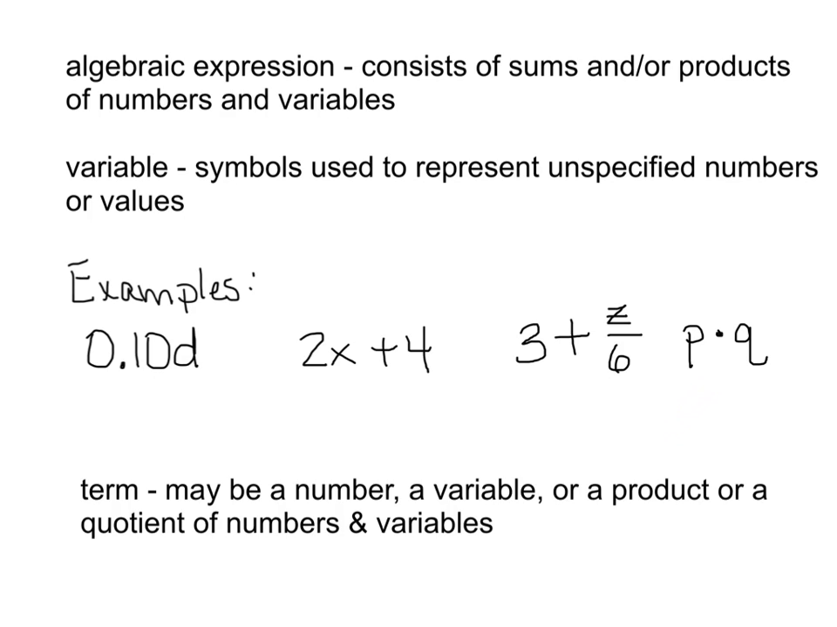Again, a term may be a number, a variable, or a product or a quotient of numbers and variables. Now, we haven't seen a quotient except for right here. Do you remember what a quotient is? A quotient is the result when you divide.